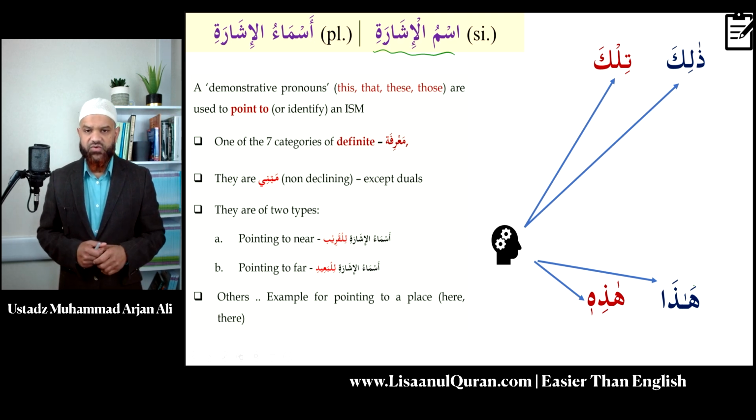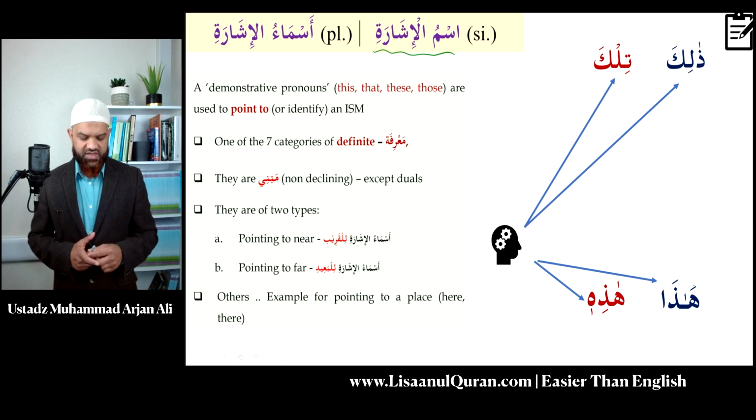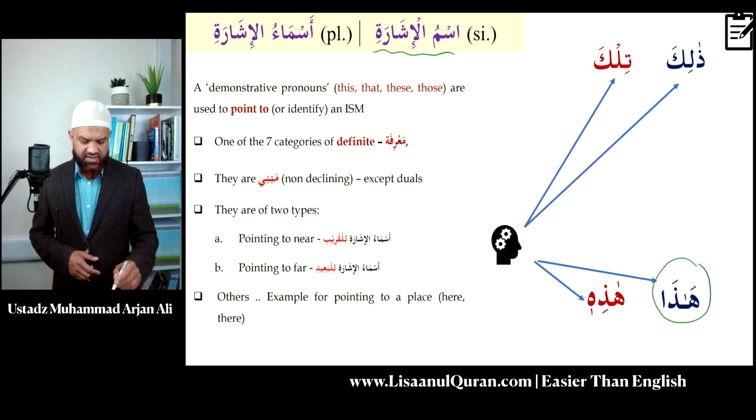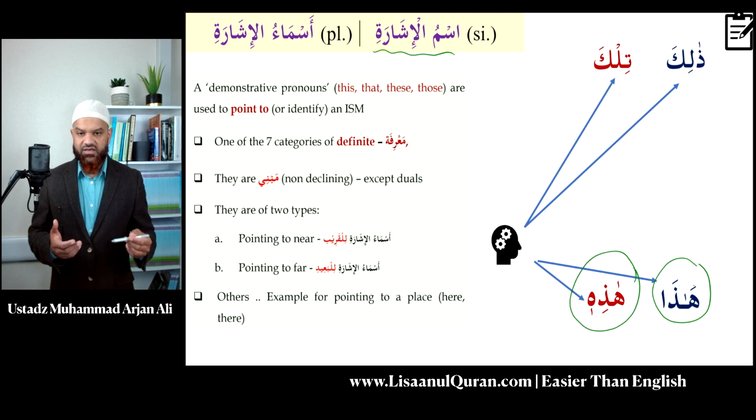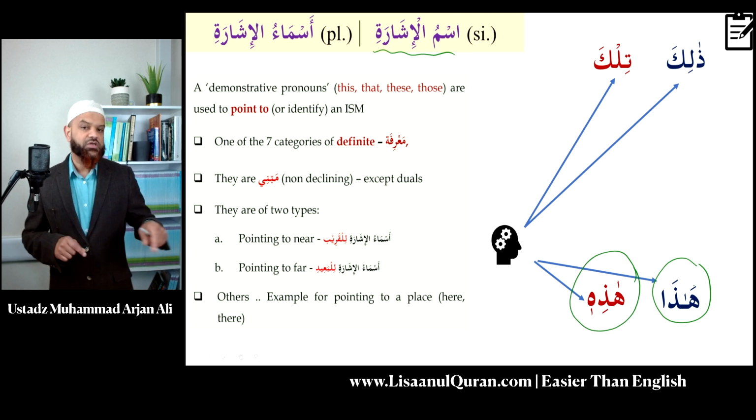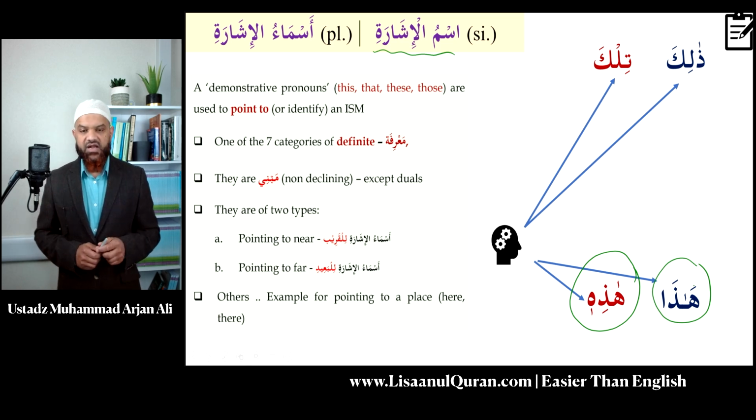Now, the 2 sets that we have, the ones we're already familiar with, is hadha, and then we have hadihi. Again, these are used for pointing to something close. So if I'm pointing to something masculine, I will say hadha in Arabic. If I'm pointing to something feminine, I will say hadihi.